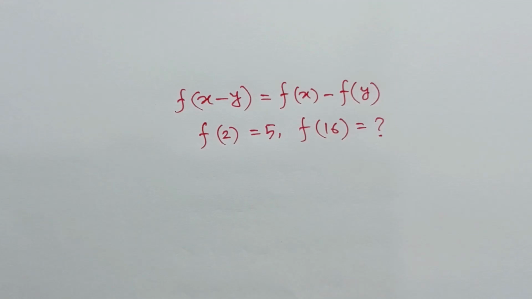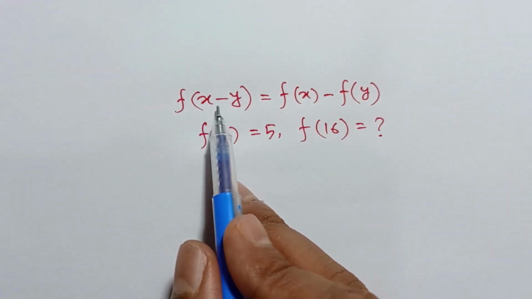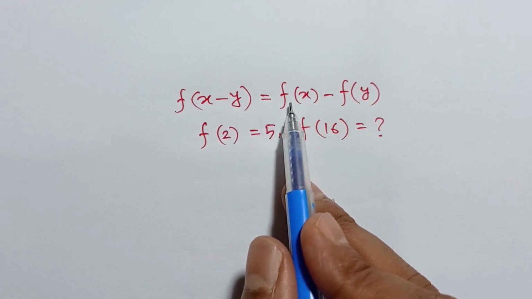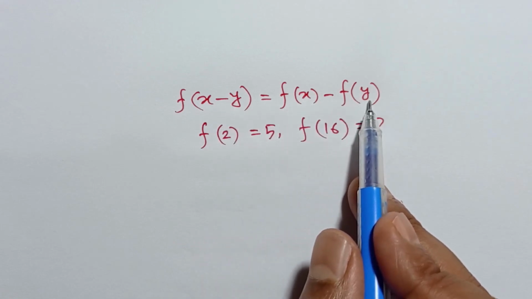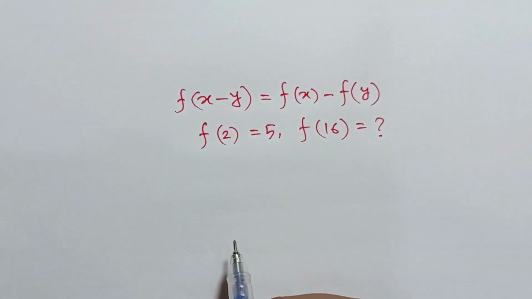Hi everyone, in this video I am going to show how to find the value of f(16), where f(x - y) is equal to f(x) - f(y) and the value of f(2) is equal to 5.